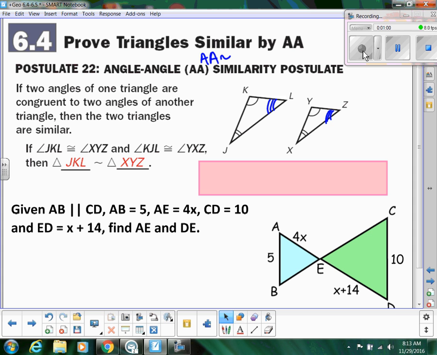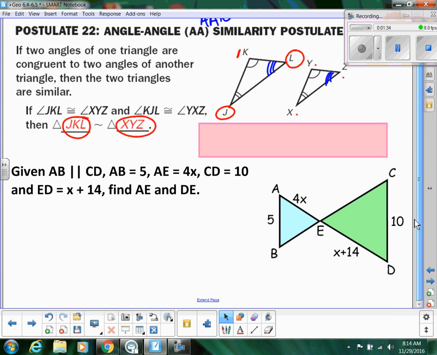This is another way of writing it with the diagram. If you know angles JKL and XYZ are congruent, and angles KJL and YXZ are congruent, then those two triangles are similar. Again, pay attention to the order that you write these angles. If I say triangle JKL, then I'm doing J, then K, then L, so I have to do double, single, triple again, X, Y, Z. Just be careful with that when you write your similarity statements.